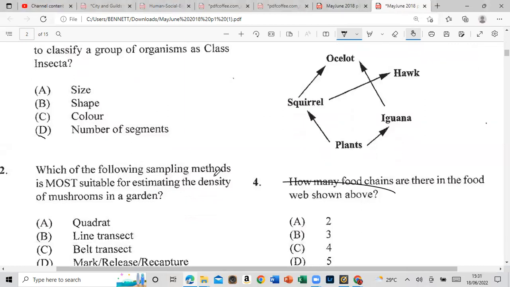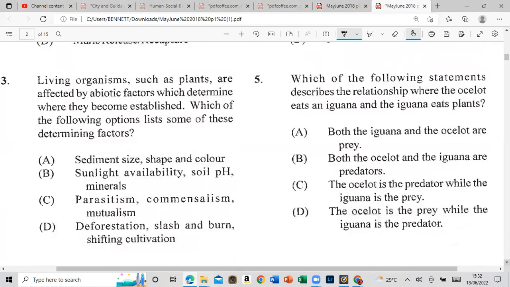Which of the following sampling methods is most useful for estimating the density of mushrooms in a garden quadrat? A, line transect; B, belt transect; or D, mark, release, and recapture? And that would be A. Let's move on to 3.